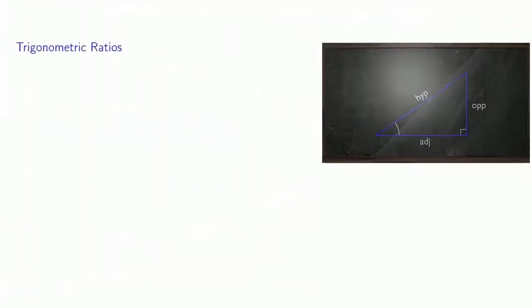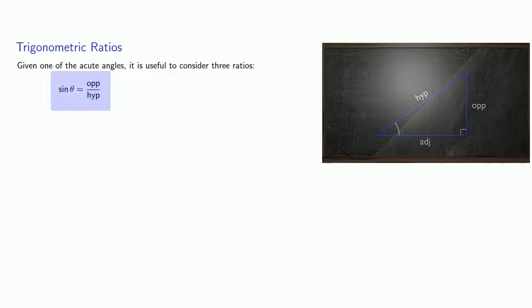Now that I have these sides defined, it's helpful to consider three ratios between lengths of sides. The sine of the acute angle, that's the ratio, the quotient of the opposite over the hypotenuse. There's the cosine of the angle, which is the ratio of the adjacent over the hypotenuse. And finally, there's the tangent of the angle, which is the ratio of the opposite side over the adjacent.